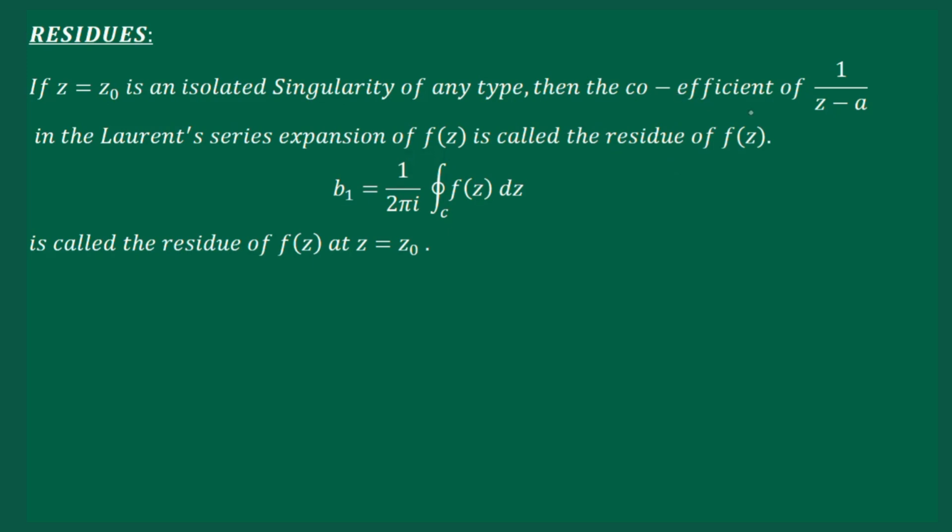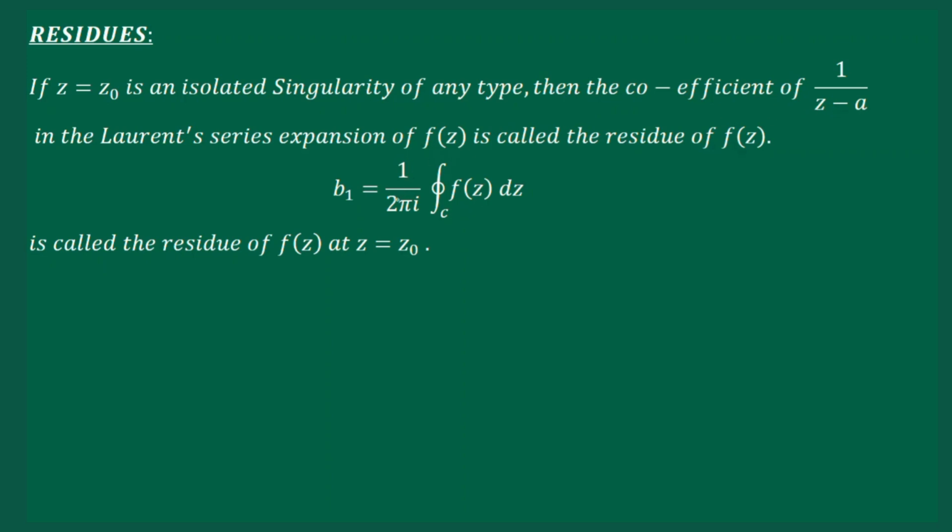So what do we mean by the coefficient of 1 by z minus a? The Laurent series expansion contains both positive powers of z as well as negative powers of z. In the negative powers, we have to consider the term 1 by z minus a. The coefficient of this term is called the residue of the given function.